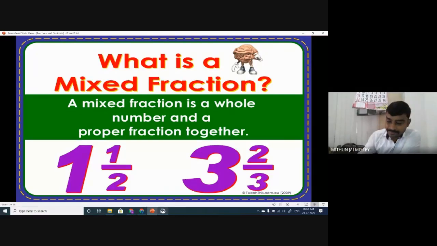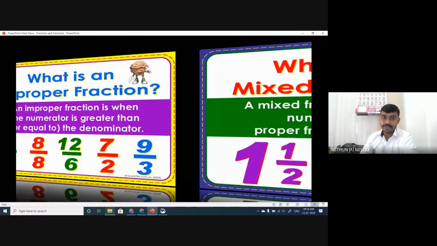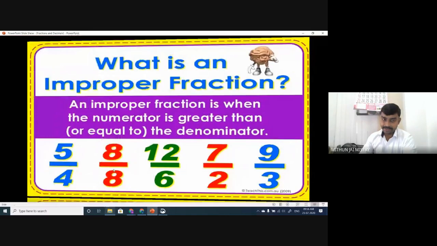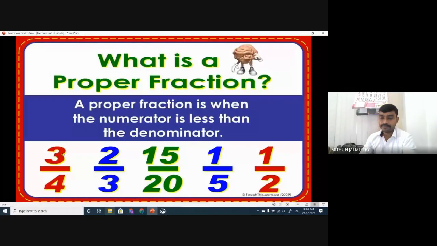Okay, sir. Over here, you can see the examples are now 1 1/2. This is called 1 1/2, and this is called 3 2/3, or 3 and 2 by 3. So in this, we have two different things. We have a whole number. One is a whole number, and 1 by 2 is a proper fraction. Definitely a proper fraction, because just now we have learned that a proper fraction is a fraction whose numerator is less than the denominator. Right? Numerator is less than denominator.